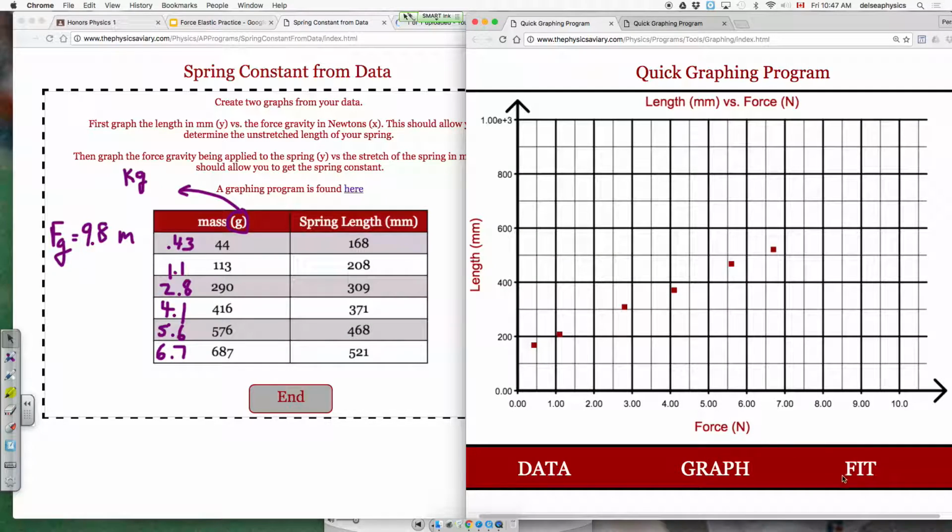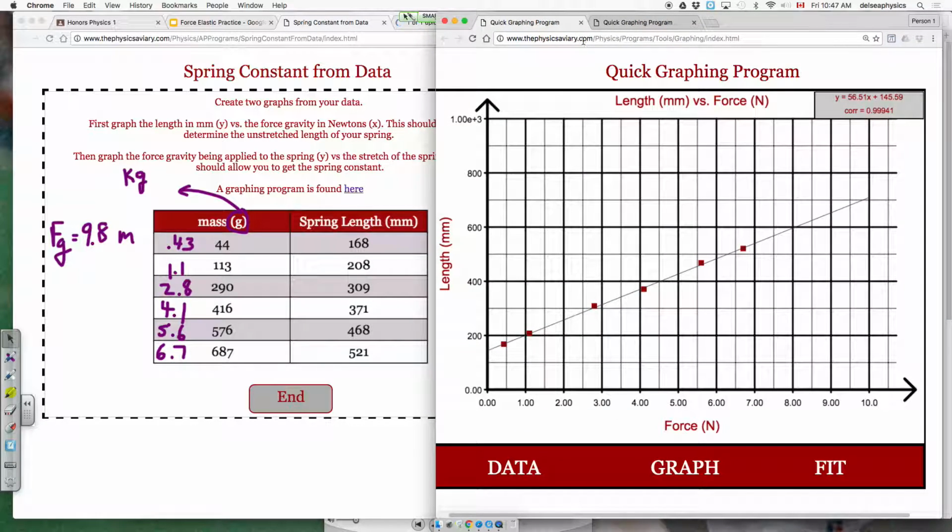Okay, when we pull it up, we should get a linear graph that does not go through the origin. What we want to take away from this graph is the y-intercept. That will tell us the length of the spring when nothing was hung from it. And in this case, it's 145.6 millimeters. We then write that number down over here so we can keep track of it.